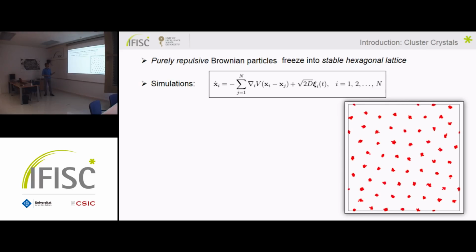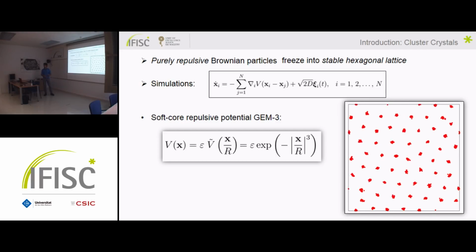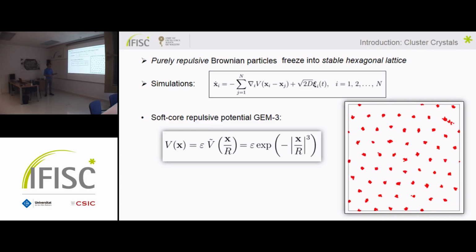In this case, for cluster crystals, we are using a soft-core repulsive potential such that the particles may overlap, and that introduces an energy and a length scale that will be useful later. For all the simulations I'm going to show you, we can define a mean density because we are using a conserved number of particles in this cell. For the simulation, we will use periodic boundary conditions.